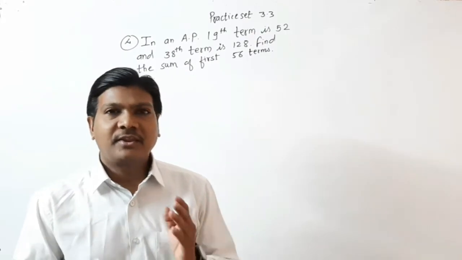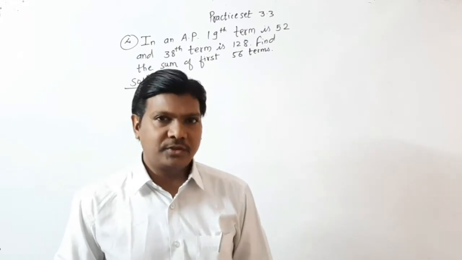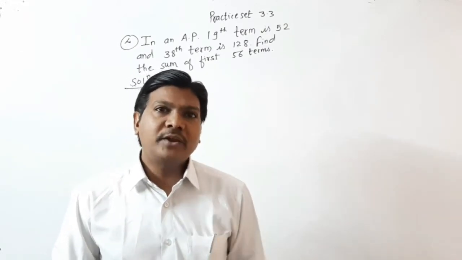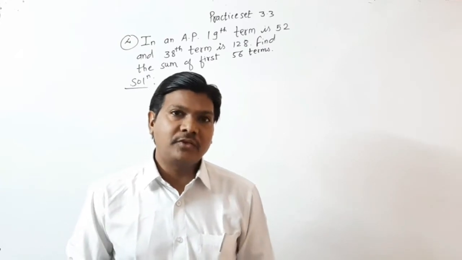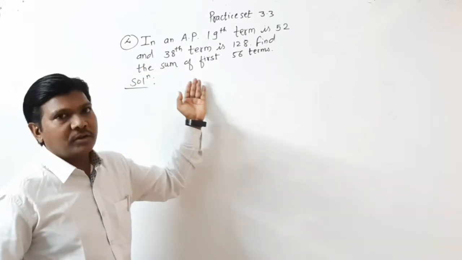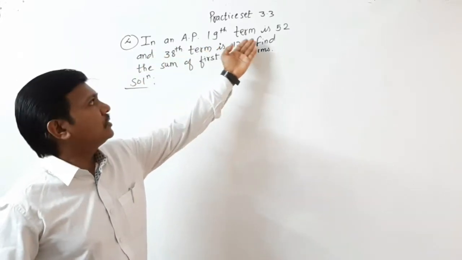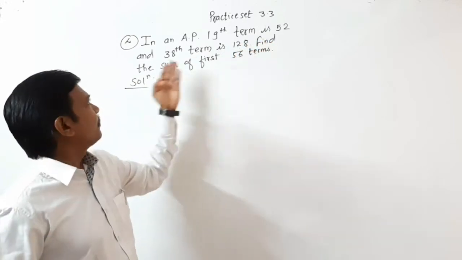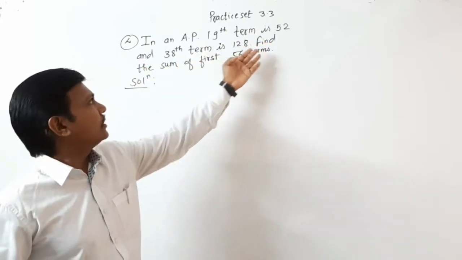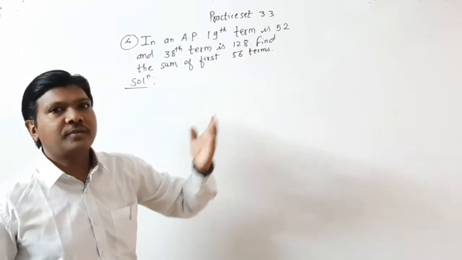Let's see the remaining example of practice set 3.3. This type of example is for 4 marks in our SSC exam. So read this question carefully. In an AP, the 19th term is 52 and the 38th term is 128. Then find the sum of the first 56 terms.